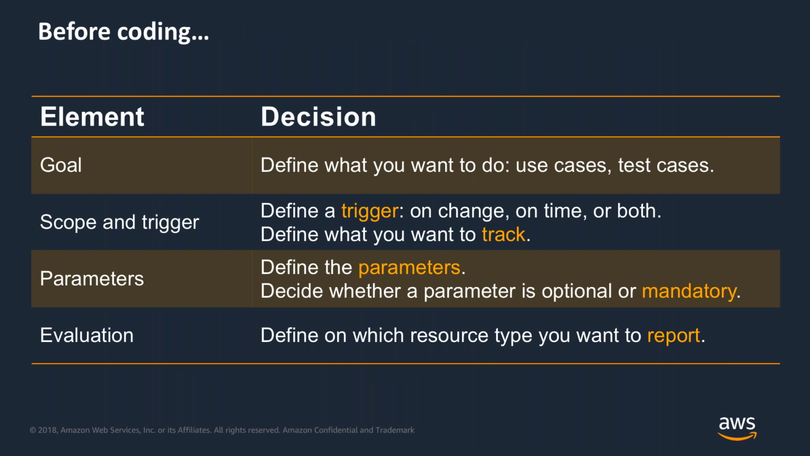So naturally, today we will be using the RDK to build our config rule, but before we start coding, it's a good idea to make some decisions on the goal we wish to achieve, the scope and trigger, and any parameters we wish to highlight, and which resource types we want to report evaluations on. Right, this is just good practice to get all of these down before you start coding. And it's worth noting that your evaluation results can actually be of 3 types: non-compliant, compliant, or not applicable.